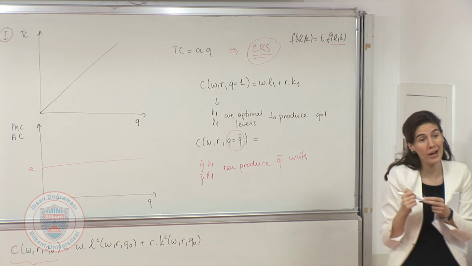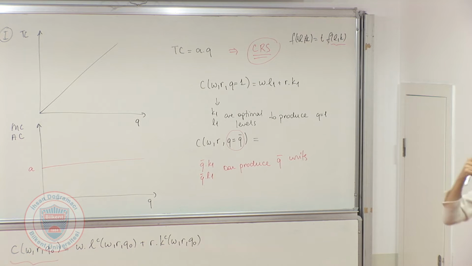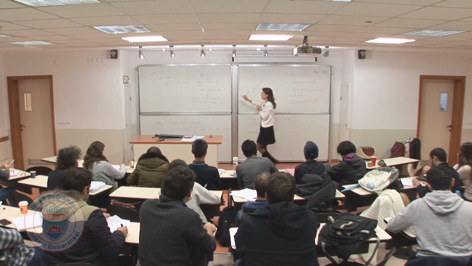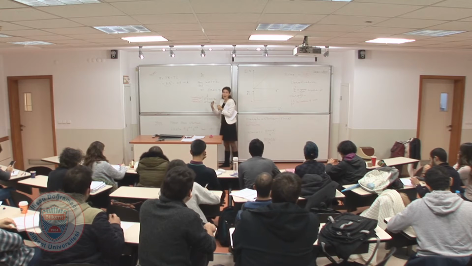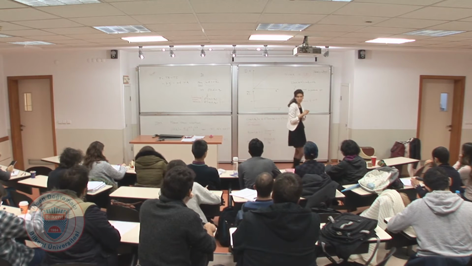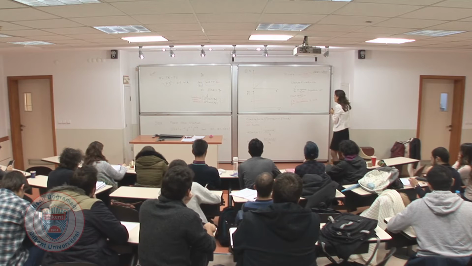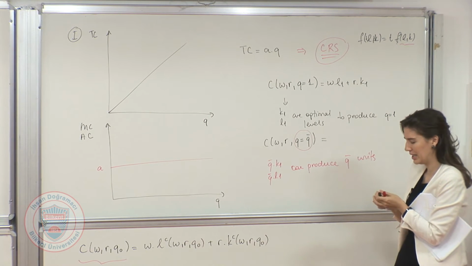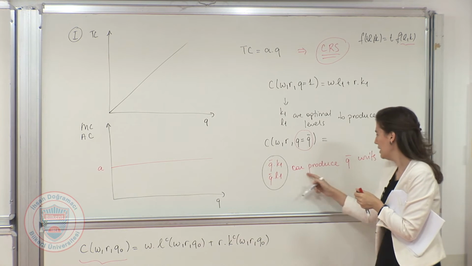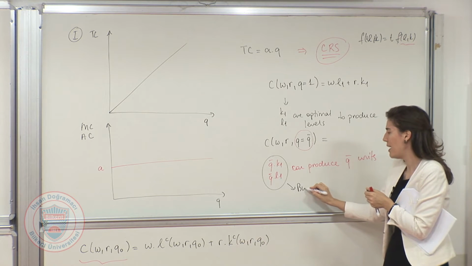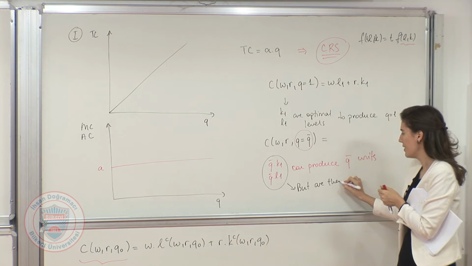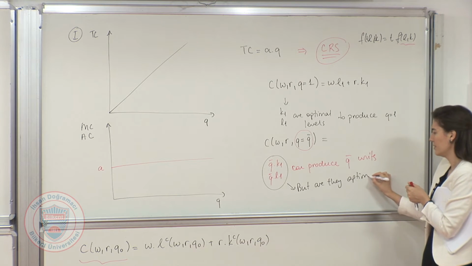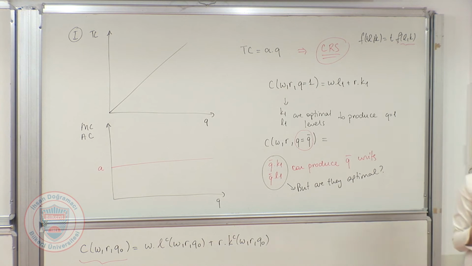But the question is, are these guys optimal? So we know that we can produce. So we know that this would be satisfied, but are those amounts optimal? So do you think these are optimal? So now the question is this, whether these guys are optimal. They can produce Q bar units, but are they optimal? How will I know?